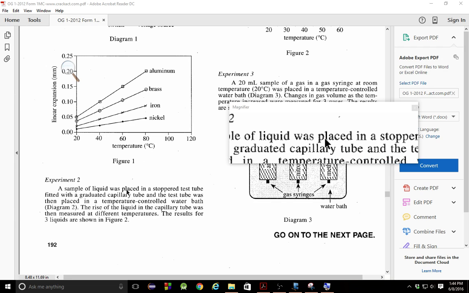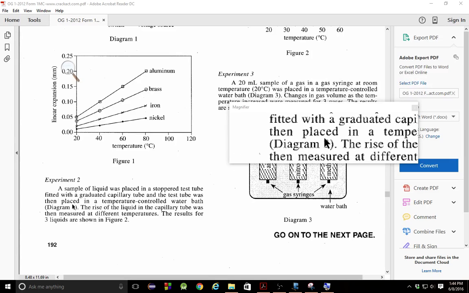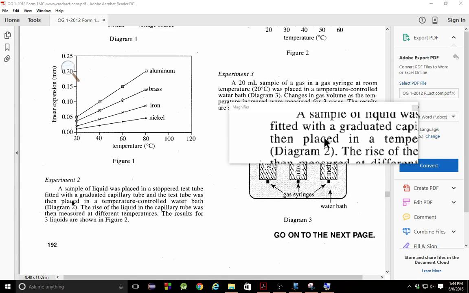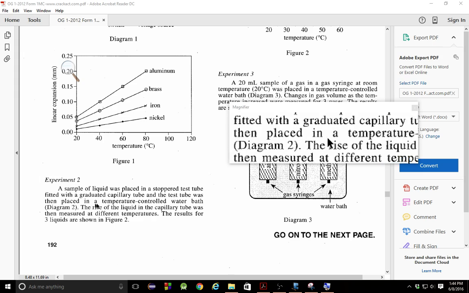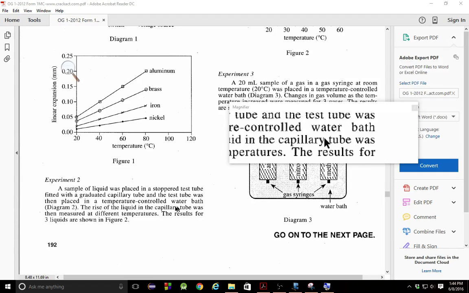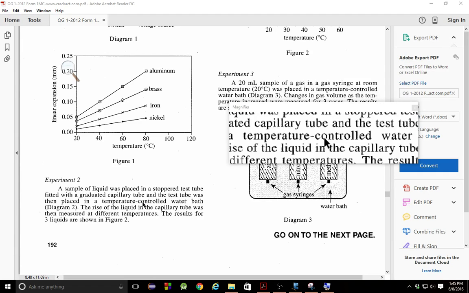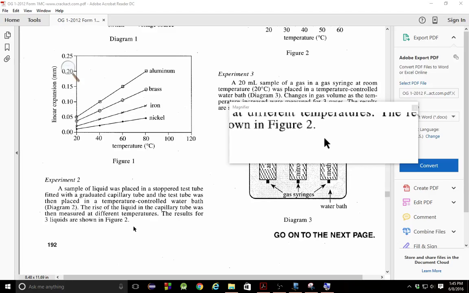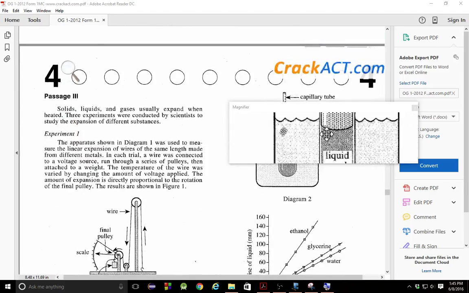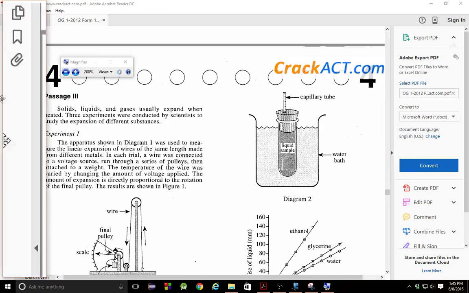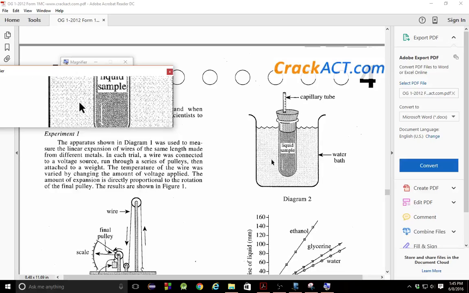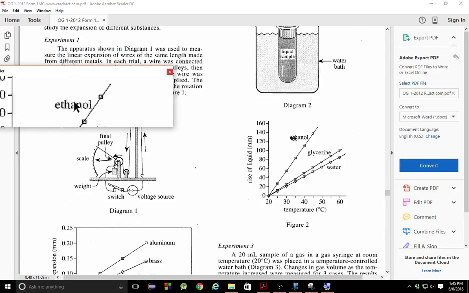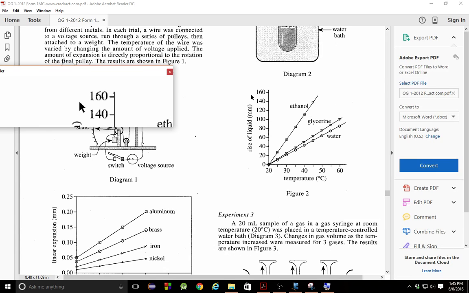Experiment 2. A sample of liquid was placed in a stoppered test tube fitted with a graduated capillary tube, and the test tube was then placed in a temperature-controlled water bath. The rise of the liquid in the capillary tube was then measured at different temperatures. The results for 3 liquids are shown in Figure 2. So here we have diagram 2 for the experiment, and then we have Figure 2, which shows the rise of the liquid in millimeters, ethanol, glycerin, and water, and the temperature on the x-axis.